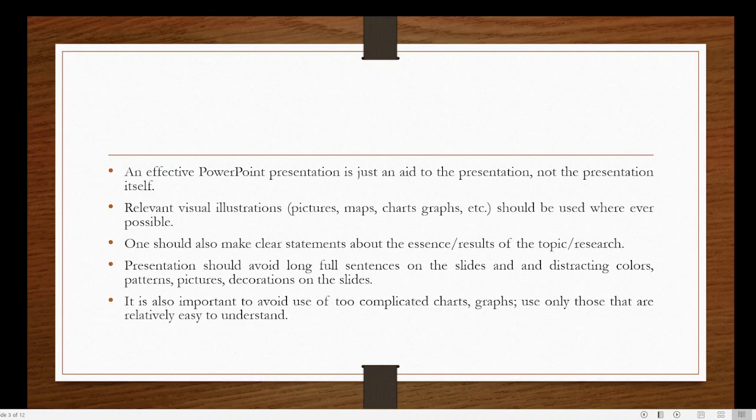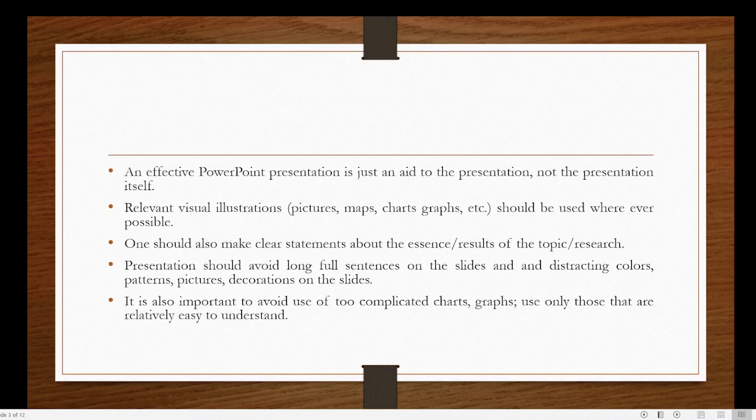A presentation should avoid long full sentences on the slide, because I am using very small sentences. Actually, what I have done is that I have cut the paragraphs into small sentences. So when you are looking at the slide, it is easier for you to read. And if I am clumping or grouping all the sentences together, still all these points will be there, but it will be difficult for you to read, because your eyes will be focusing, and small sentences are easy to read.